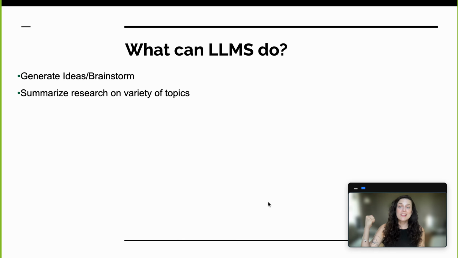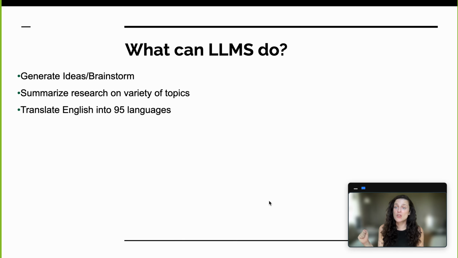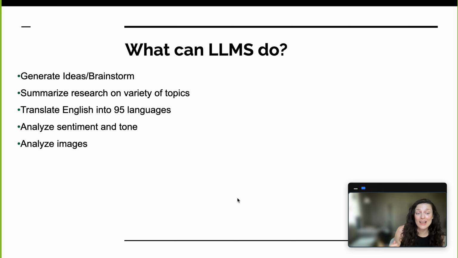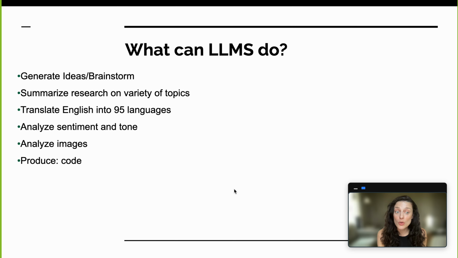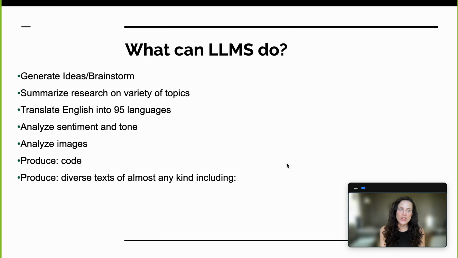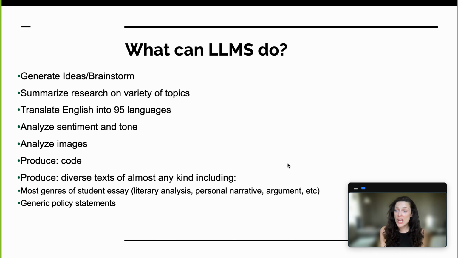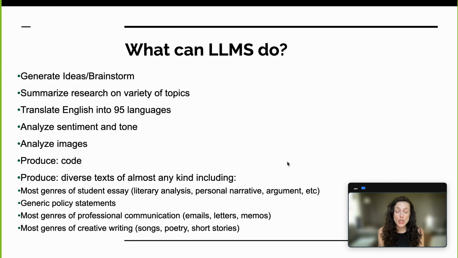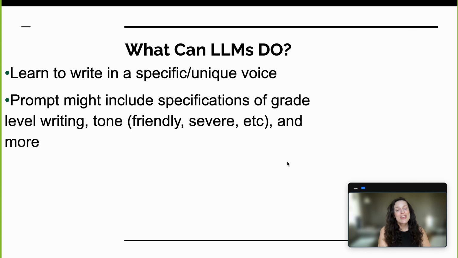So all of these things it can do, it can generate ideas and brainstorm, it can summarize research, it can translate. That's an incredible thing that it can do, even better than Google Translate. It can do sentiment and tone analysis. It can even analyze images. It can make some usable code. It can produce a ton of different texts, student essays, policy statements, genres of professional communication, a lot of creative writing kinds of documents. It can also learn to write in a specific voice.